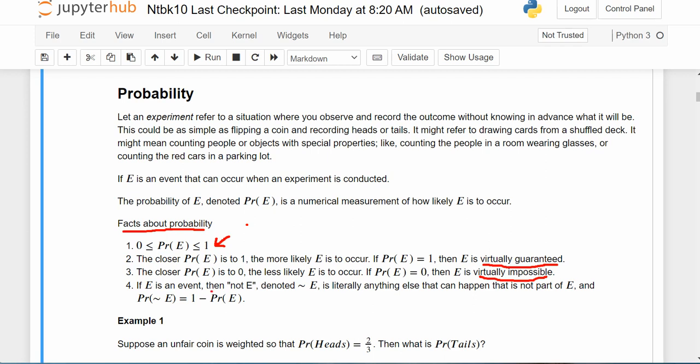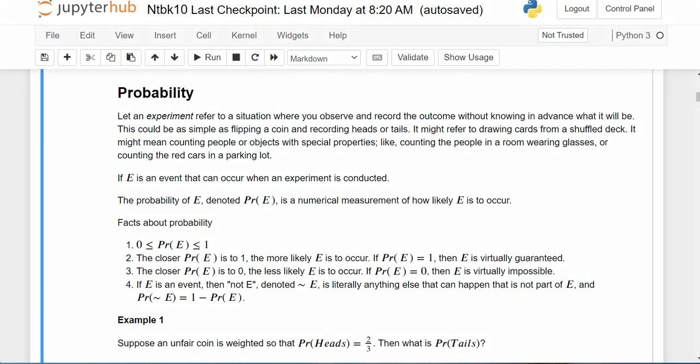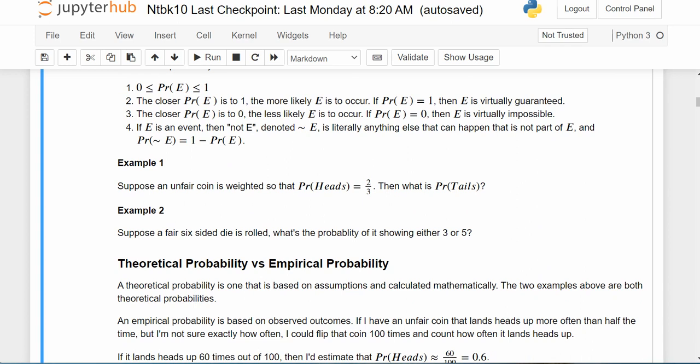And then this is a really helpful one, the not E. We calculate that probability as 1 minus the probability of E. So just think of this like example 1 says here. We're looking at a coin that is weighted so that the probability of heads is 2/3. Then what's the probability of tails? The thing that relates it to this not E, E is the experiment, the probability that the experiment is conducted and something happens, in this case, heads. So what is the probability of tails? The probability of tails is 1 minus the probability of heads. This is the probability of not heads, right? So you do 1 minus 2/3, which is 1/3.